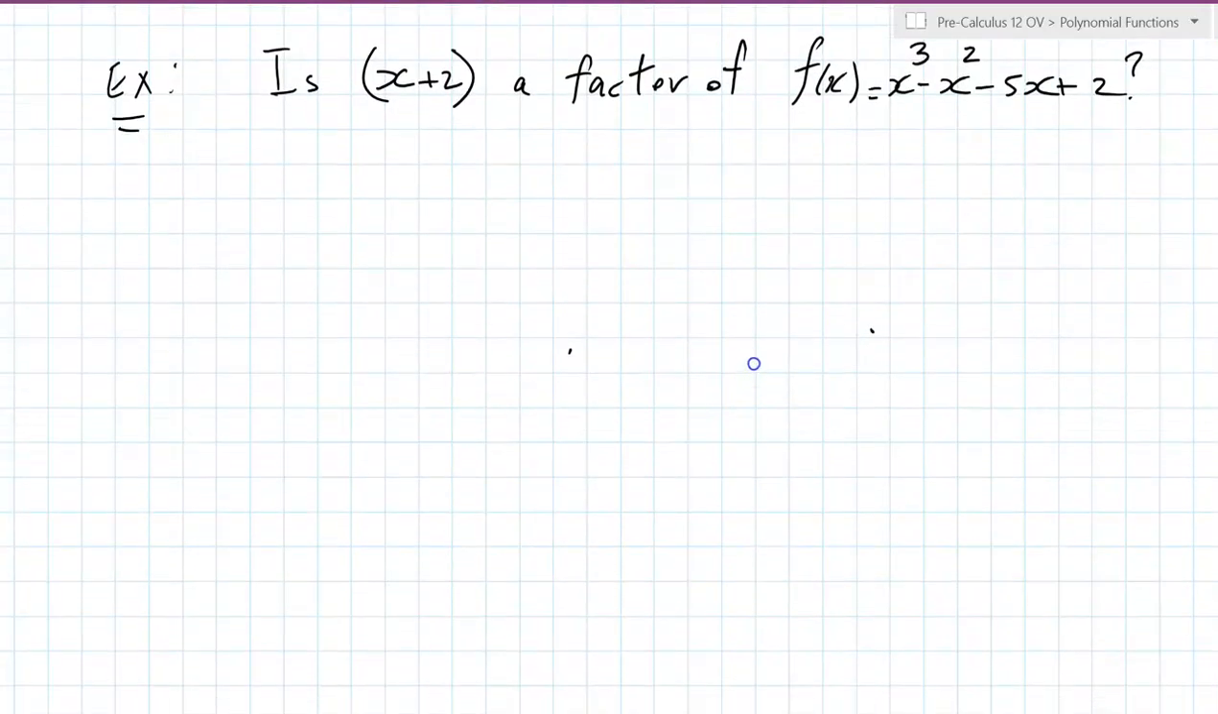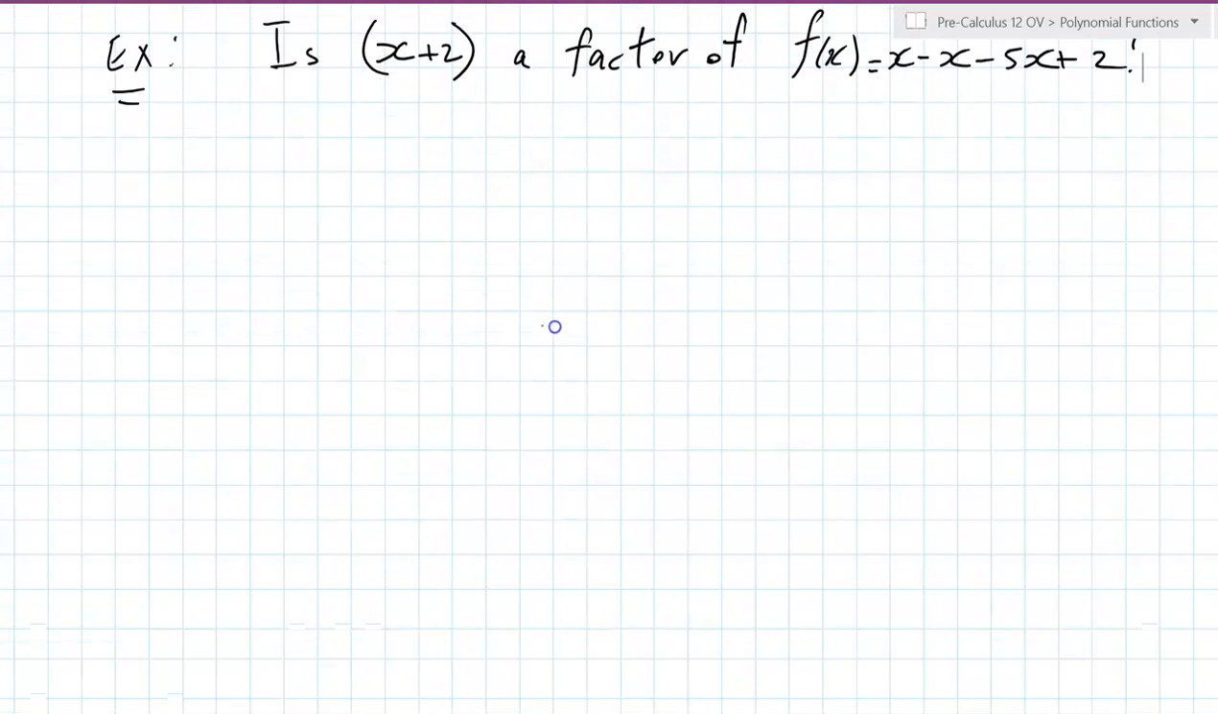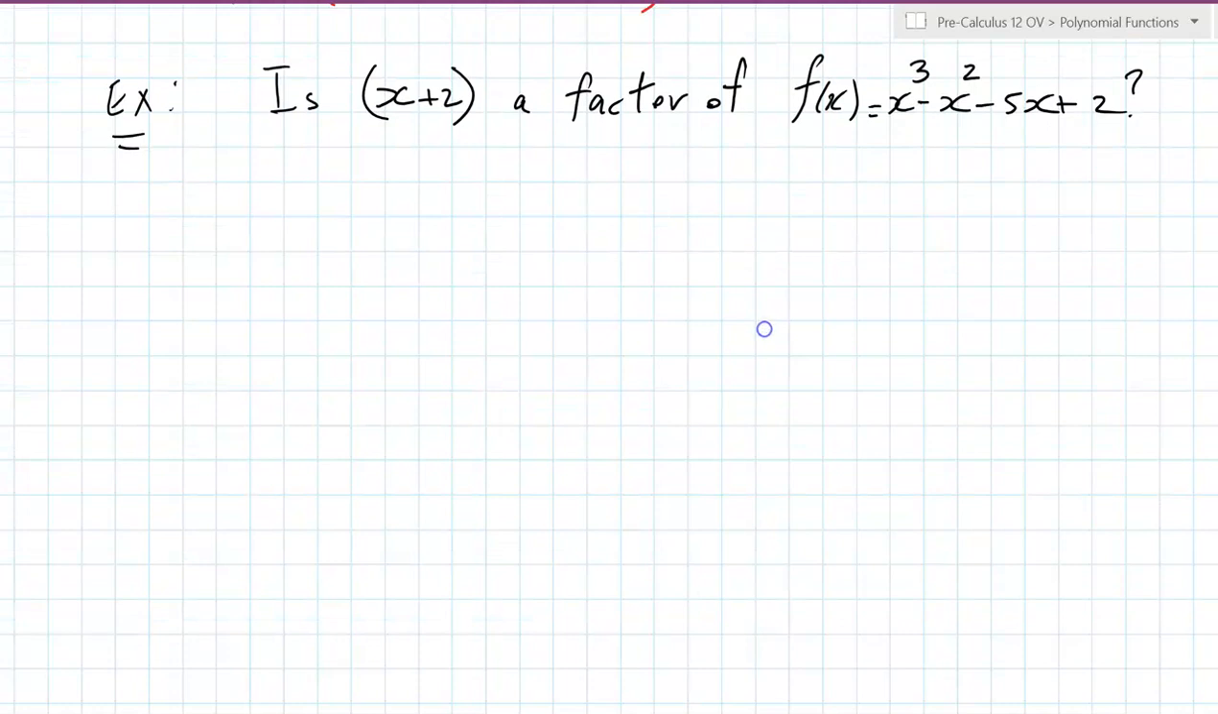Okay, let's look at another example here. In this case, we want to check if x plus 2 is a factor of this polynomial right there. Again, let's go through that. Remember, a in this case is negative 2. So what is f of negative 2? If that is equal to 0, then x plus 2 is a factor. If it's not, then it's not. So let's go through the algebra and get that done, and then double check.